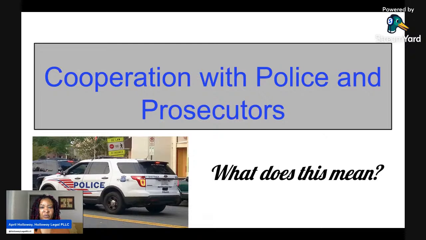Now, cooperation with police and prosecutors. What exactly does this mean? Well, it means that if the police ask you to assist them by providing additional information, you have to be willing to return their phone calls or go down to the police station, whatever they're asking you to do. Cooperation with prosecutors means that you have to be willing to testify in court. You have to be willing to give a statement if the prosecutors ask you to. You have to be willing to answer the judge's question.